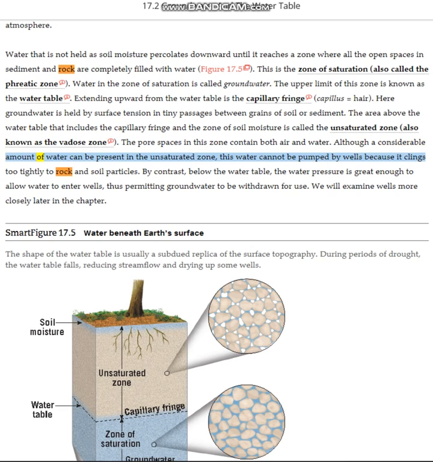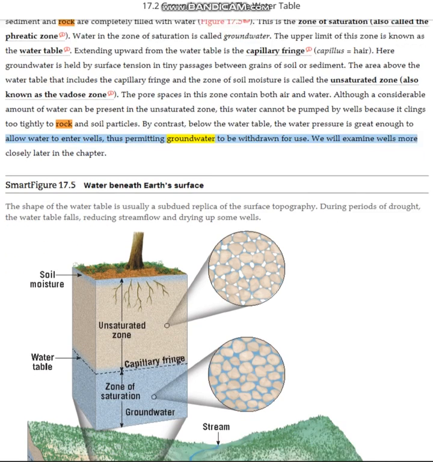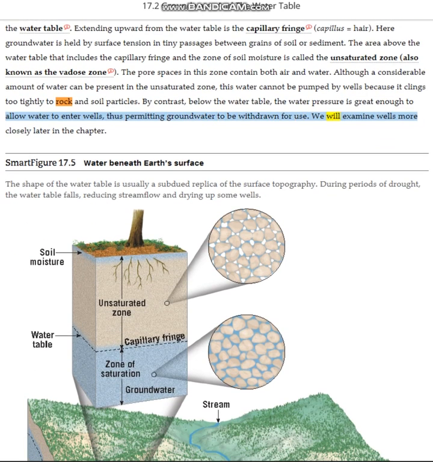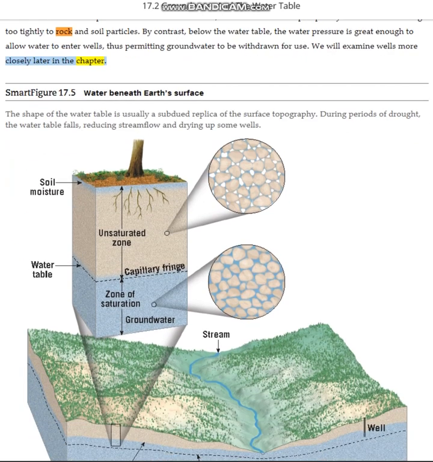Although a considerable amount of water can be present in the unsaturated zone, this water cannot be pumped by wells because it clings too tightly to rock and soil particles. By contrast, below the water table, the water pressure is great enough to allow water to enter wells, thus permitting groundwater to be withdrawn for use. We will examine wells more closely later in the chapter.